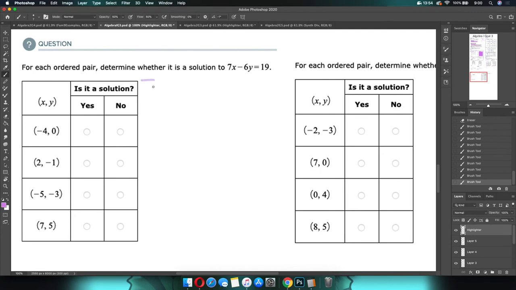So what do we have? We have 7x minus 6y equals 19. And now the question is, what's our x and what's our y? In this case, what's our x? Negative 4. What's our y? 0. So 7 times negative 4 is negative 28. 6 times 0 is just 0. It disappears. 19. Does negative 28 equal 19? Nope. And that's all you're doing for this topic.